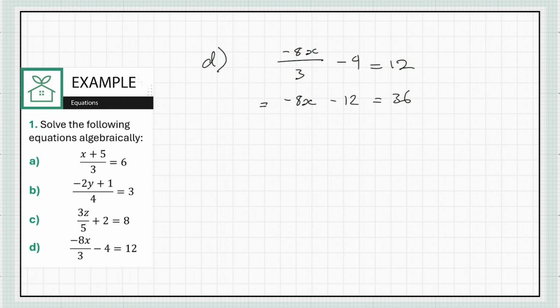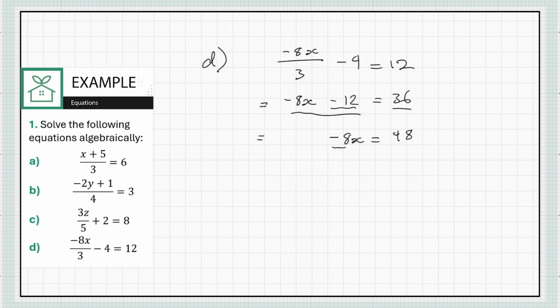Alright, so for our next one, we have to just get rid of our constant term here, and because this is minus 12, we're going to add 12 to both sides. So if I add 12 to this side of the equation, it's just going to be minus 8x. And then if I add 12 to this side of the equation, it's going to be equal to 48. So negative 8x is equal to 48.